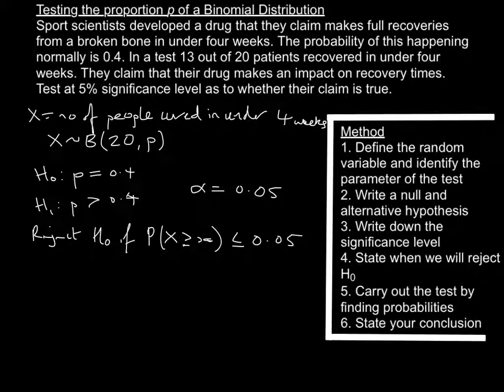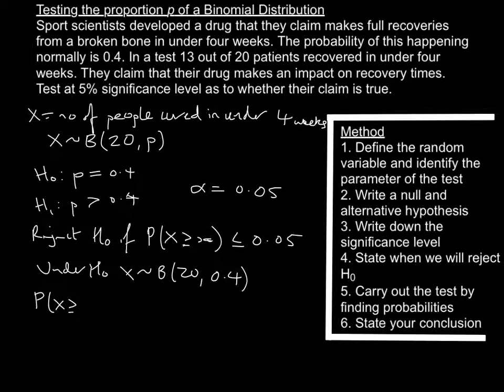So now we need to carry out the test by finding the probabilities. Under H0, which is our null hypothesis, X has a binomial distribution of 20 and a probability of 0.4. That's what our null hypothesis states. And we're now going to test the information that they've given us using the null hypothesis. So we need to find the probability that X is greater than or equal to x, which in this case is 13. That was our observed value. 13 people were cured in under 4 weeks. And we need to test whether the probability of this happening is less than 0.05.